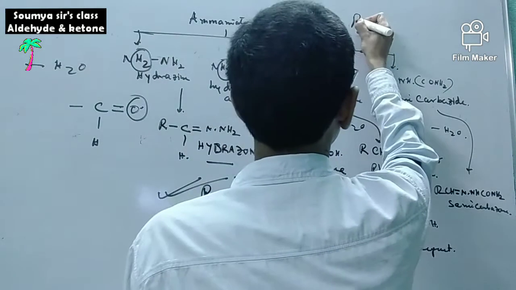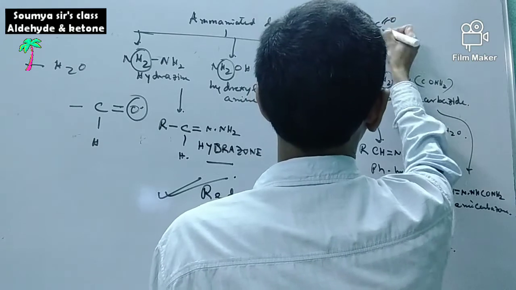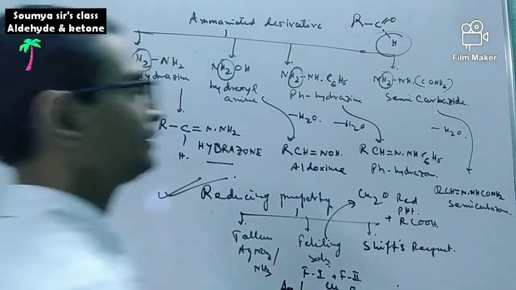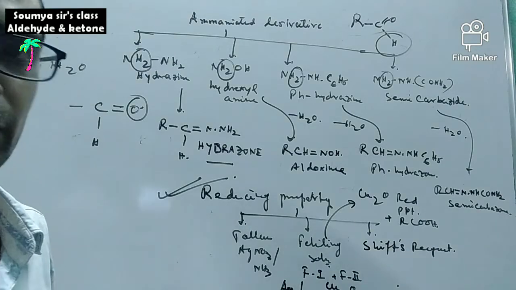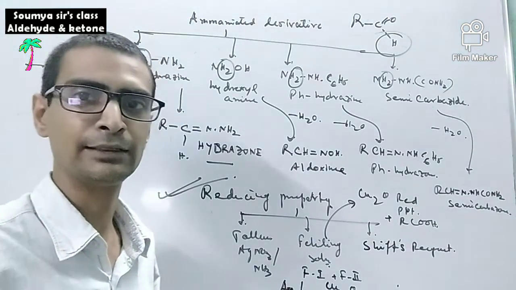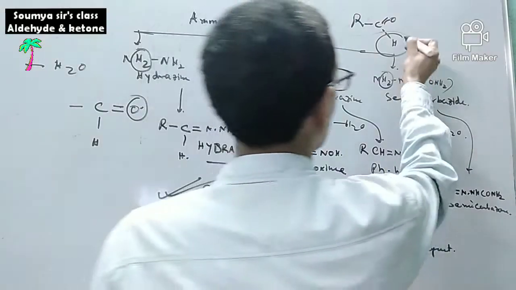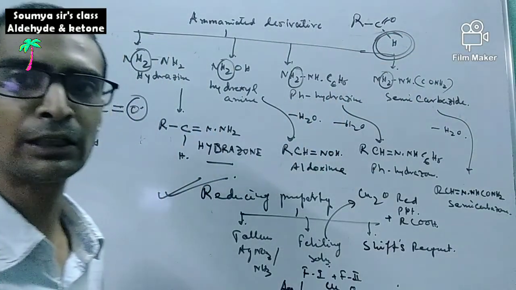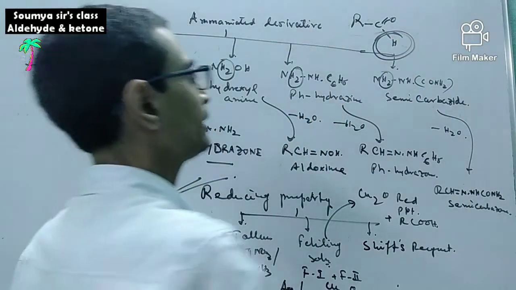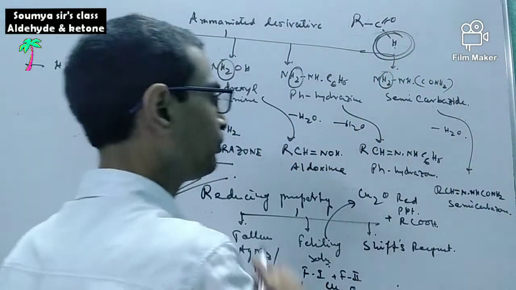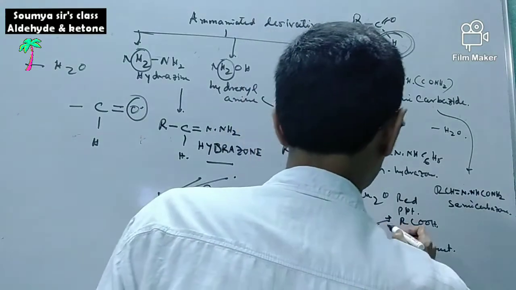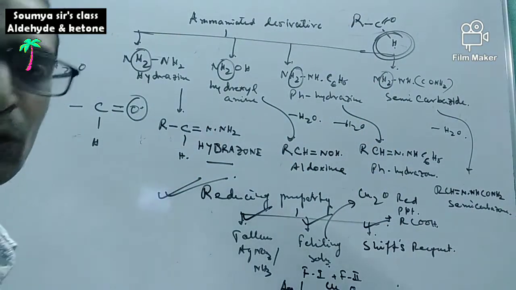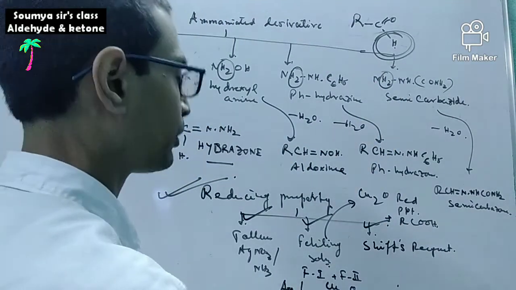Remember, aldehyde has the RCHO. This H is responsible for the reducing character of aldehyde. I am writing here the H. I am particularly showing the H which is responsible for the reducing property. So these are the reactions by which we can distinguish ketone from aldehyde by the reducing property.